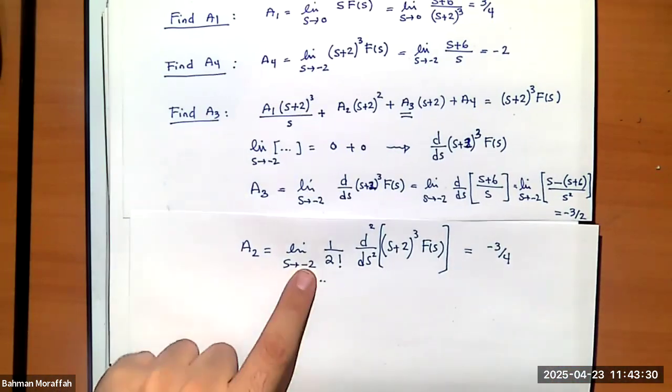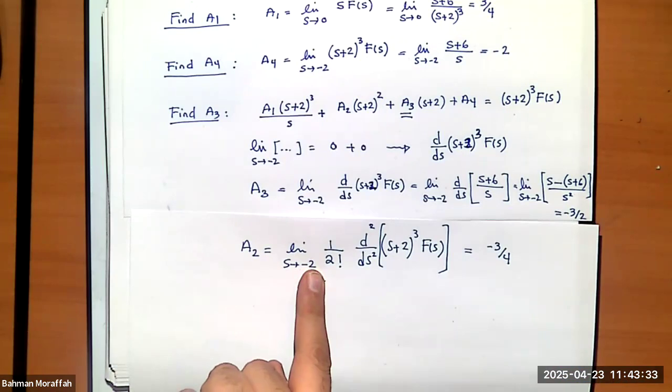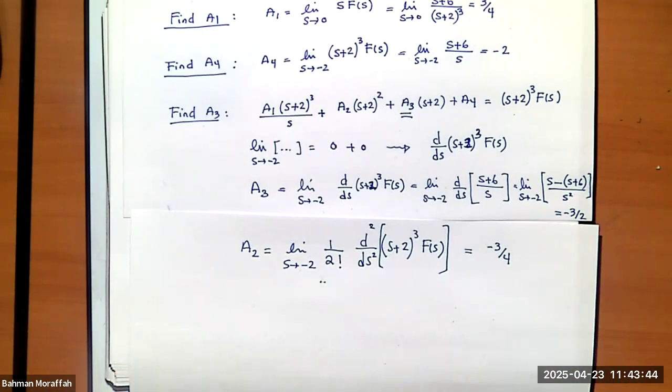Is it clear why I have this 1 over 2 factorial? Remember, when taking the derivative twice, for example if I have x squared, the first derivative is 2x and the second derivative is 2. So I have to divide by that 2. If I take the derivative 4 times, the coefficient is 4 factorial, so I have to divide by that 4 factorial.